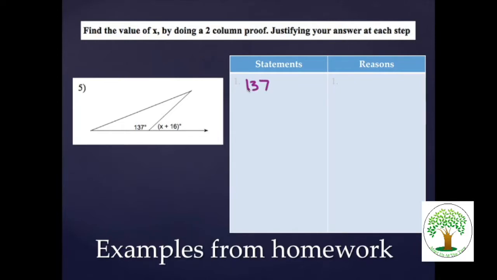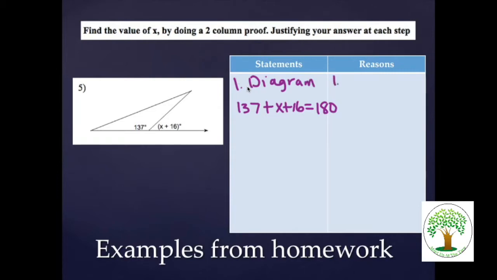137 plus x plus 16 equals what? 180. Can we say that's given? You can't say that's given. You could do this: if you wanted a given at the beginning, we can make this one be number 2, and use the diagram for number 1. Do you have to do that though? I don't think so. We can just do diagram.